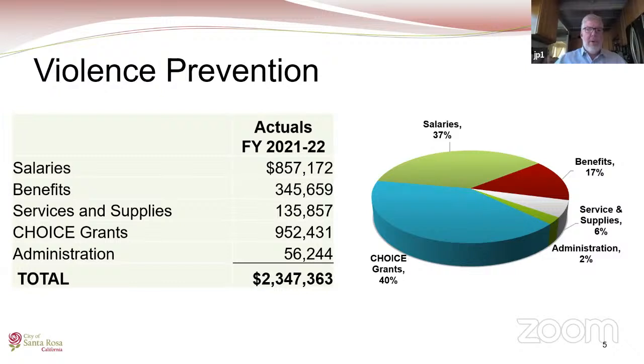And what you see on the administration line is the citywide cost allocation plan. So that's $56,000 that the violence prevention, both community engagement and neighborhood services, pay for things like human resources and information technology and finance and the city council, as well as the city manager and the city attorney. So that is the overall expenditures for a little bit over $2.3 million.